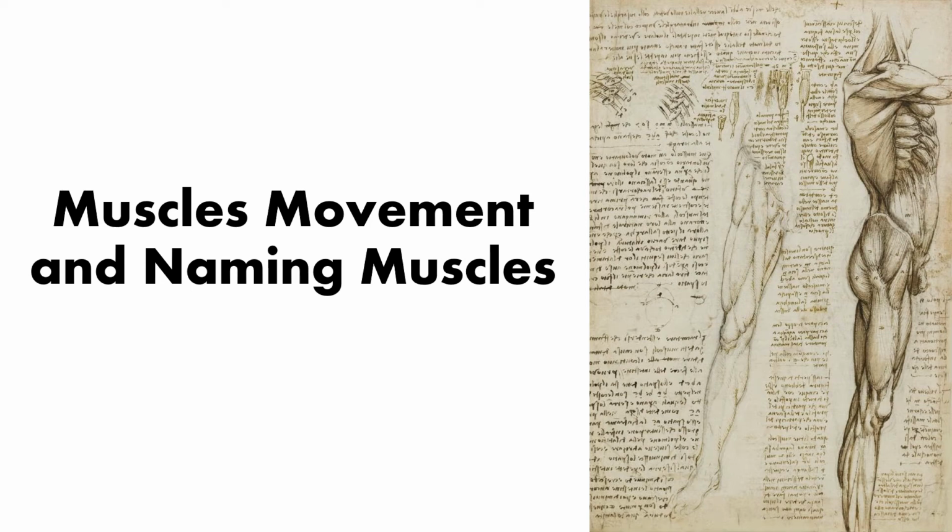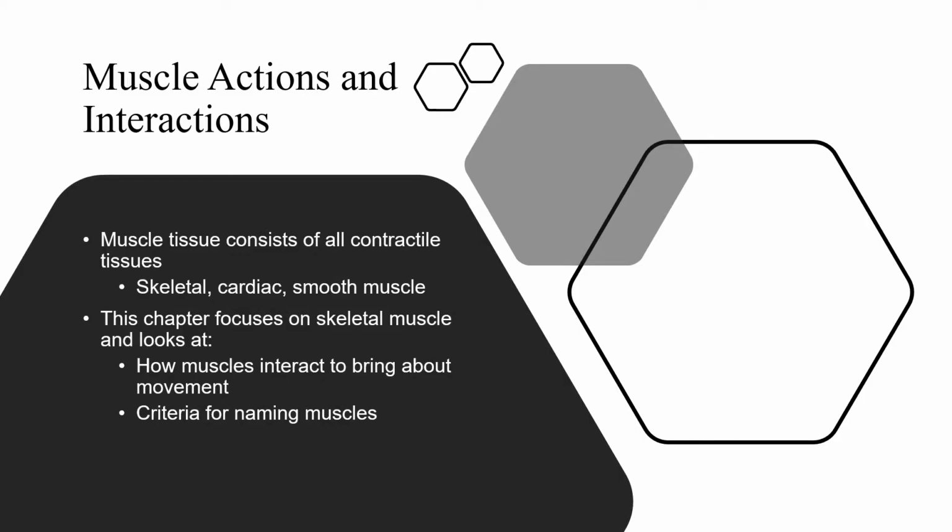So I wanted to go over muscle movement and how you name the muscles. This actually comes a little bit later in the next chapter, but because we're going to start learning the different muscles in lab, I thought it's important to go over this stuff right now. So muscles are going to cause different actions, and it's based on the interactions between muscles. And so we will talk mainly about how muscles interact to bring about movement.